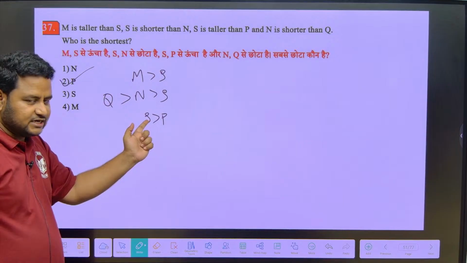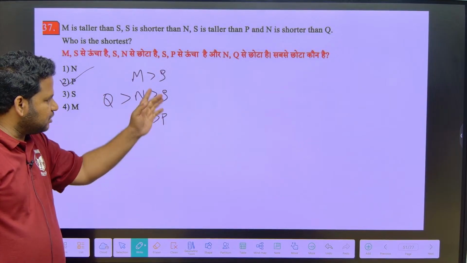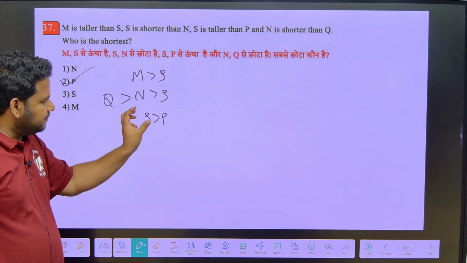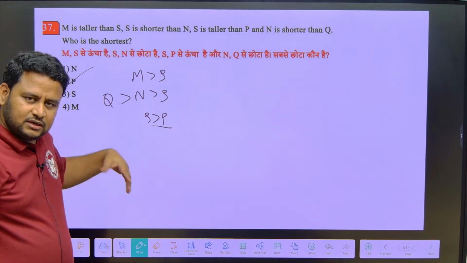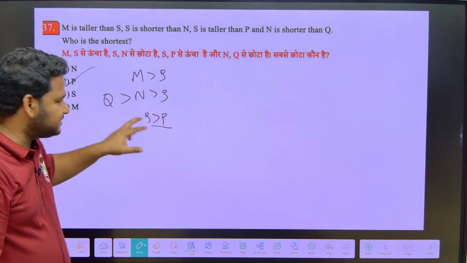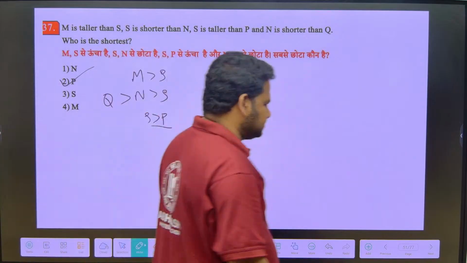But here in this condition, S is greater than P. That means out of all these conditions, S is coming shorter, but in this condition, S is coming greater than P. That means the least person, in terms of height, is P. That is the right answer, friends. Clear?